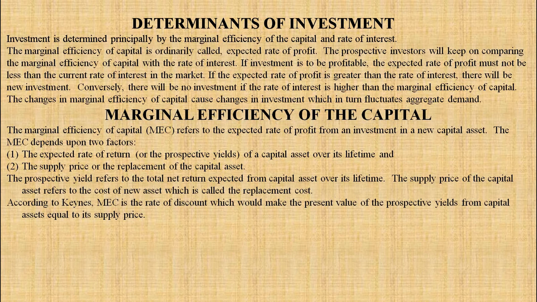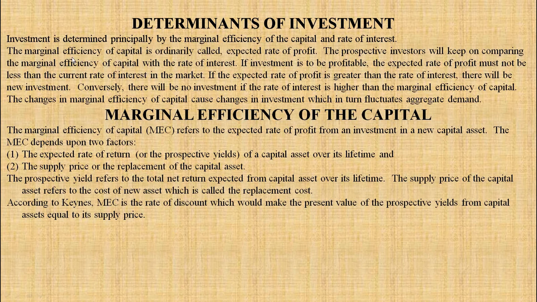If the expected rate of profit is greater than the rate of interest, there will be new investment. And conversely, there will be no investment if the rate of interest is higher than the marginal efficiency of capital. The changes in the marginal efficiency of capital cause changes in investment, which in turn fluctuates aggregate demand. Now we will discuss marginal efficiency of capital.